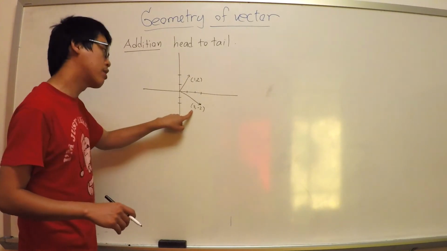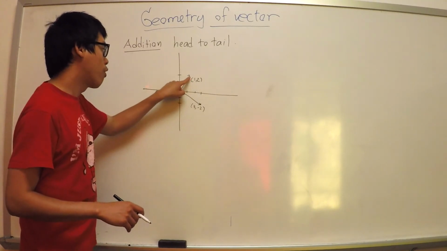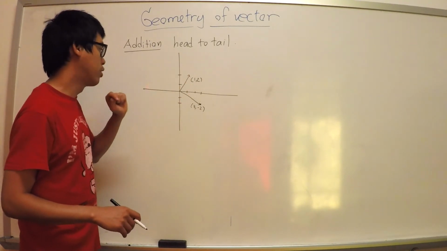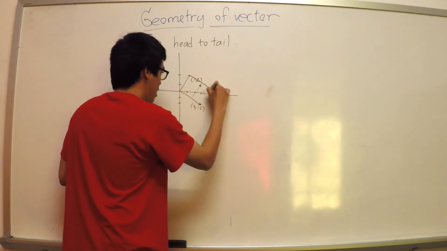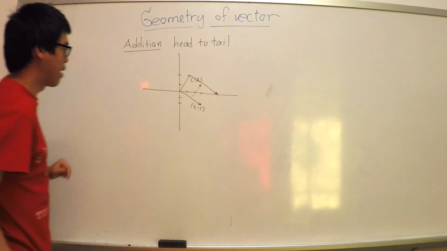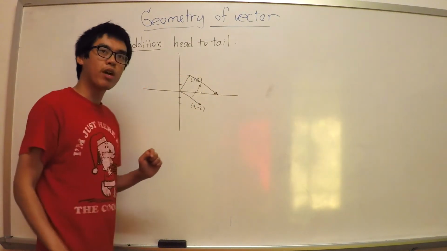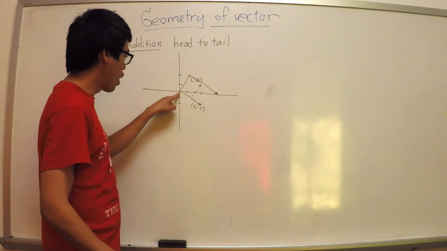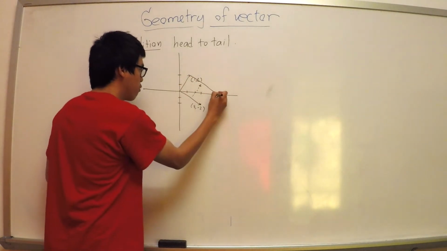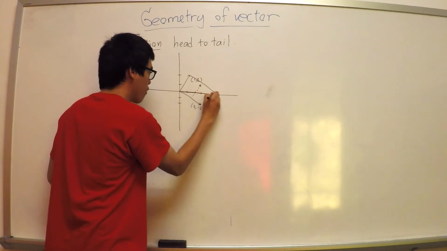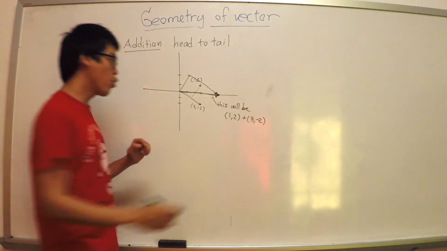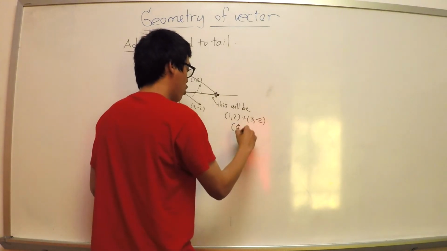So in this case, I'm going to translate 3, minus 2 so that the tail of 3, minus 2 lies on the tip of 1, 2. This and this will go like this. So this is 3, minus 2, the same vector here. And whatever you get as a result, meaning you start from 1, 2 and follow along the arrow, the final result will be the endpoint of our new vector: 1, 2 plus 3, minus 2, which gives us 4, 0.